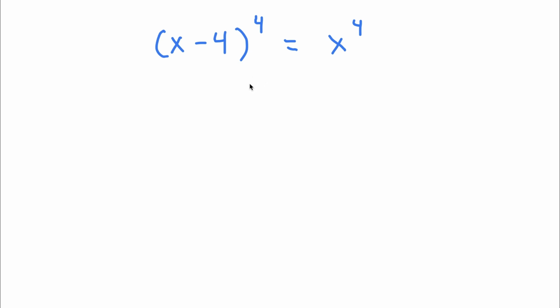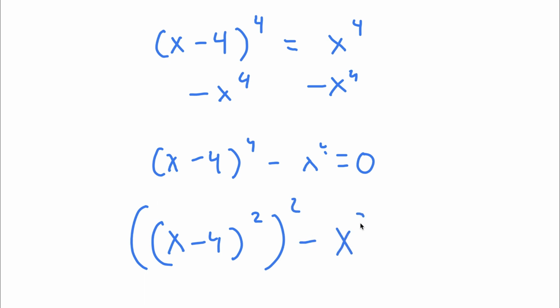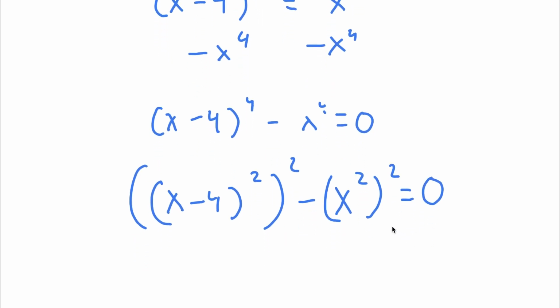Alright, so I have x minus 4 to the power of 4 is equal to x to the power of 4. So the first thing I'm going to do is subtract x to the power of 4 on both sides. So now I have x minus 4 to the power of 4 minus x to the power of 4 is equal to 0. Now, I'm going to write x minus 4 to the power of 4 as x minus 4 to the power of 2 to the power of 2, minus x to the power of 4, I'm going to write as x to the power of 2 to the power of 2, is equal to 0.